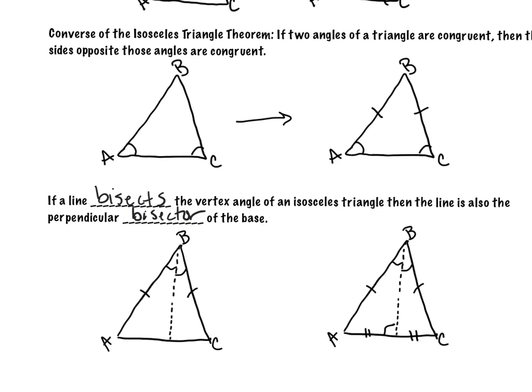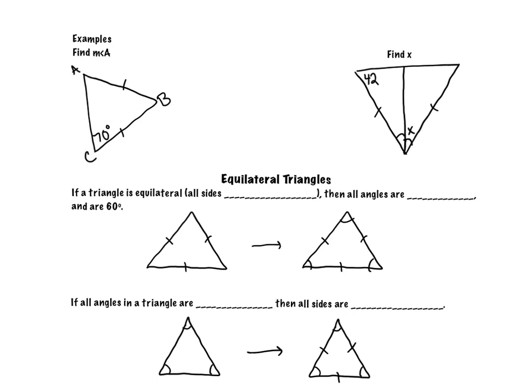So any questions on those properties? Not too bad. All right, so we look at a couple examples of isosceles triangles. So we look at ABC.